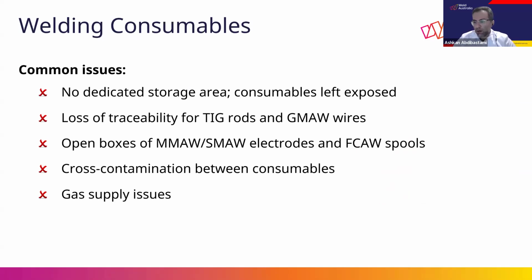Welding consumables, common issues here include no dedicated storage area, leaving consumables exposed, and traceability is lost, for example, for TIG rods and GMAW wires, open boxes of MMAW electrodes and flux core spools that cause contamination risks. Cross-contamination and gas supply problems are also common issues in this section, in this clause.